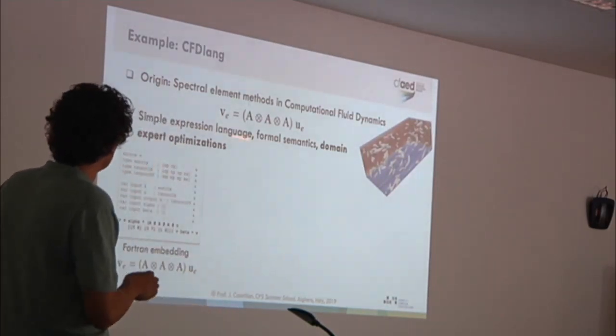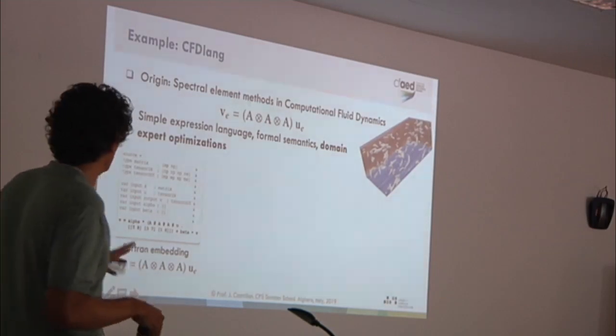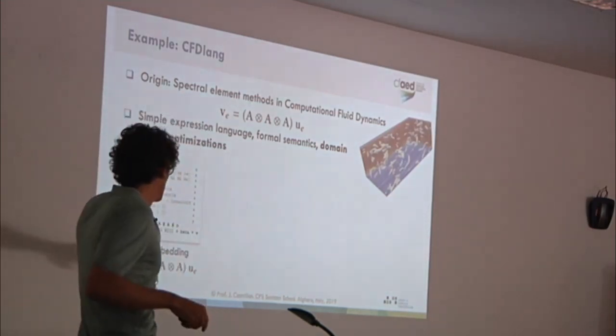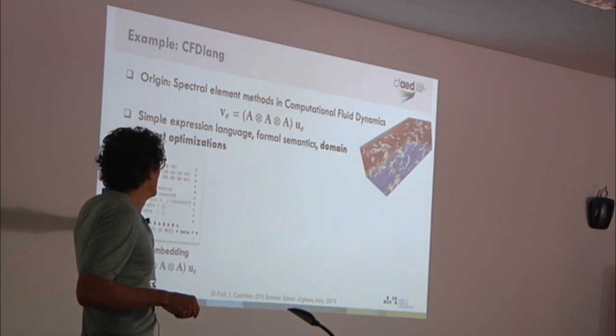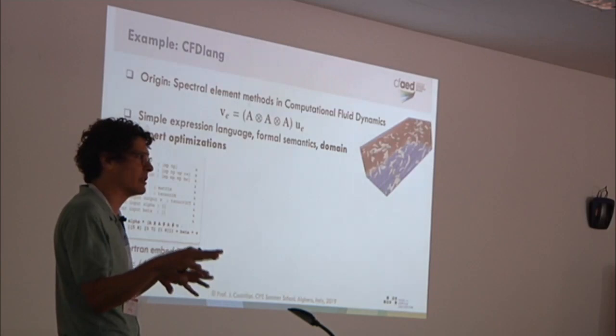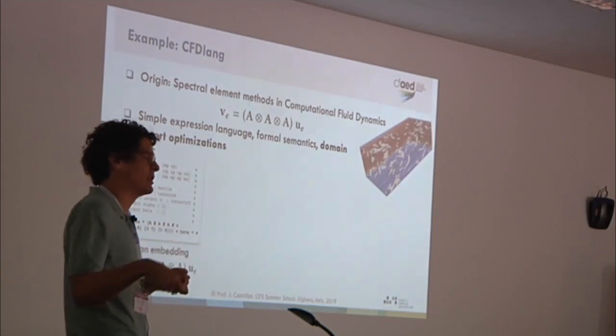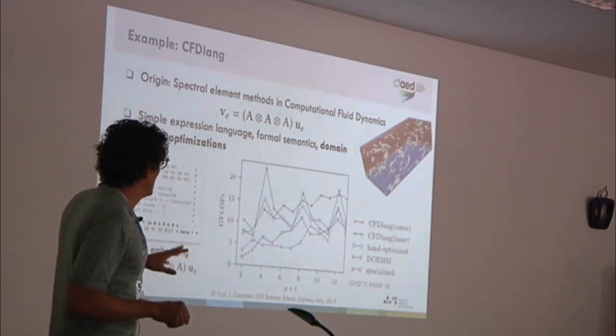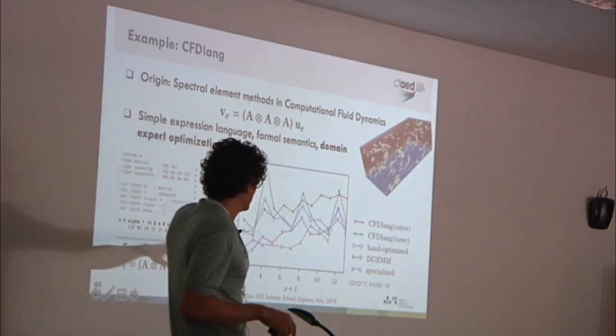So we work on formal semantics and domain expert optimizations. This is the mathematical expression. This is the source code, and this source code is embedded in Fortran. So they can just write this thing in their Fortran code instead of writing the for loops themselves. And this was also a very happy result.